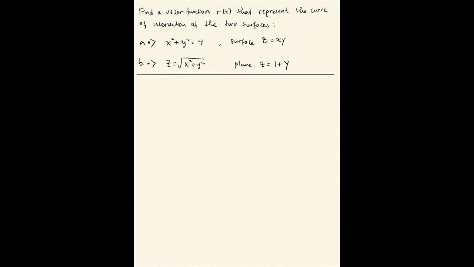So for A, x squared plus y squared equals 4 is a cylinder. But for B, what is the surface? z equals square root of x squared plus y squared. It is the same as z squared. Remember this? What kind of surface? Yeah, cone.